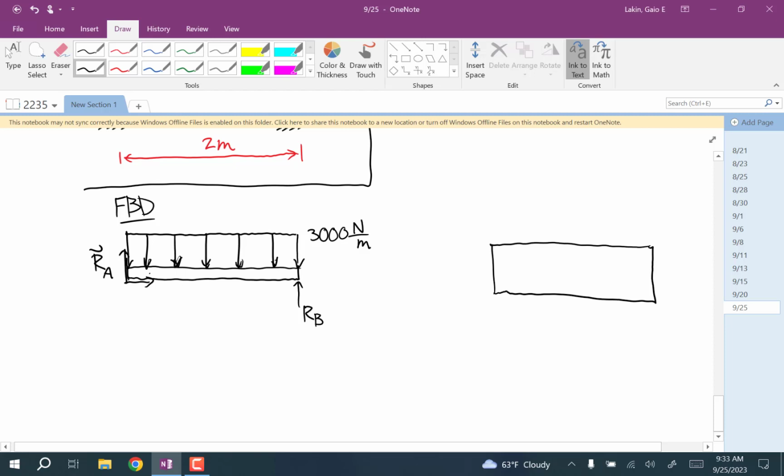Rectangular distributed load. The width of this rectangle is 2 meters. And the height is 3,000 newtons per meter. Don't worry about drawing it to scale or whatever. Those are different units, so there's no way to really do that anyways. Well, the centroid is going to be right in the middle. So that's the location.